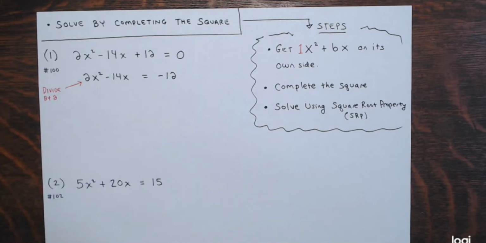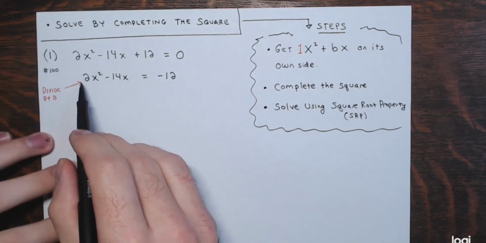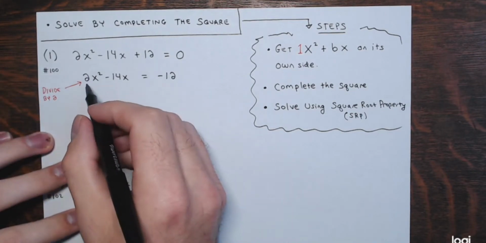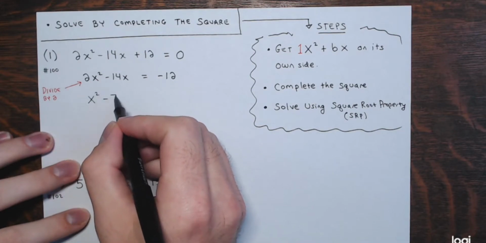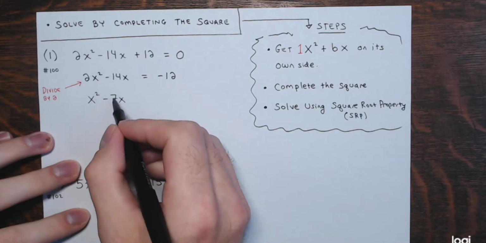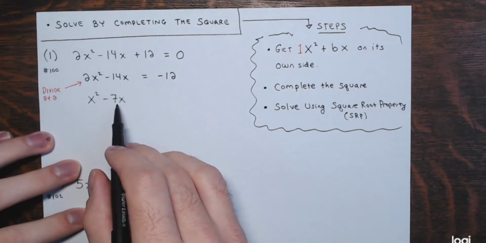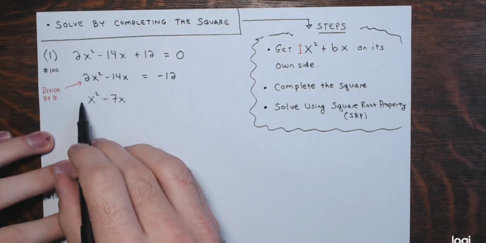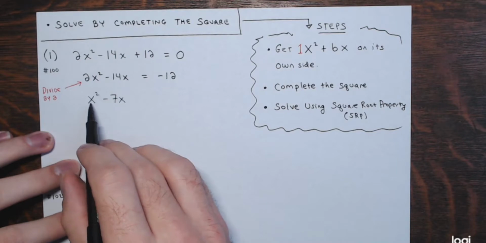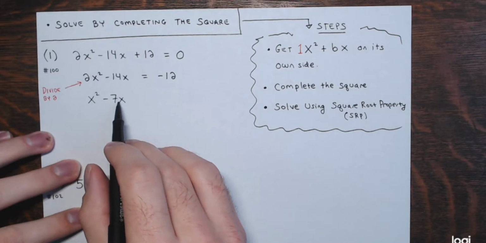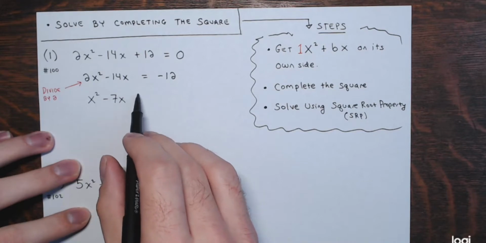And don't forget it's an equation, right? What you do to one side you have to do to the other. So I divide everything by 2. So we have x squared minus 7x, right? 14 divided by 2. Now I have what I want on the left side here. I have the quadratic term with a coefficient of 1 and the linear term. So now I'll be able to complete the square. So I'm going to leave a little space for the number we're going to add to complete the square.